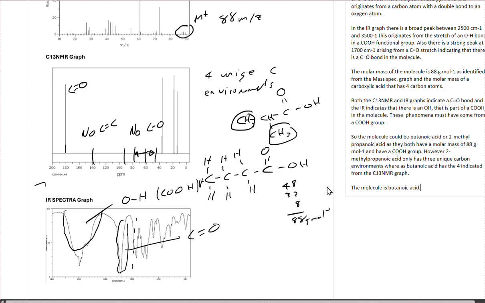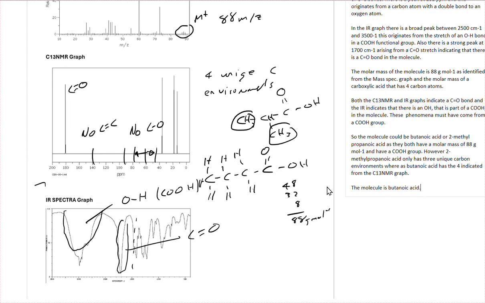At this point, there could be 2 carboxylic acids that meet that requirement. Off the top of our head, if I drew 2 of them, I drew butanoic acid and methylpropanoic acid. But when we go back and review it, methylpropanoic acid only has 3 unique carbon environments, whereas butanoic acid has 4. So this molecule must be butanoic acid.